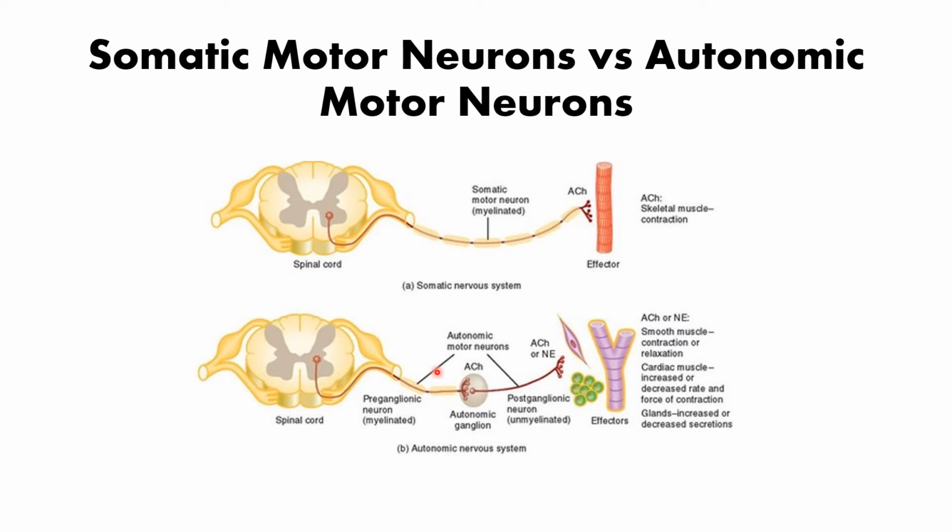So don't be confused. Basically the thing that I want you to get from this slide is that in the somatic nervous system, there's only one long neuron, which is myelinated, that goes from the spinal cord to the effector muscle, which is usually the skeletal muscle. And in the autonomic nervous system, it's divided into two. So we have the preganglionic and the postganglionic neuron.